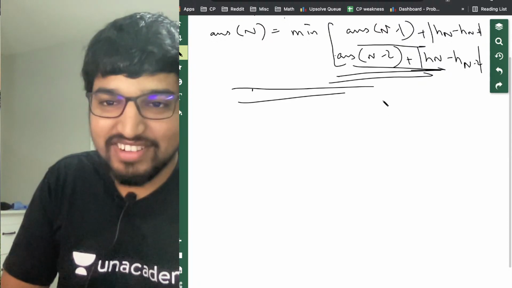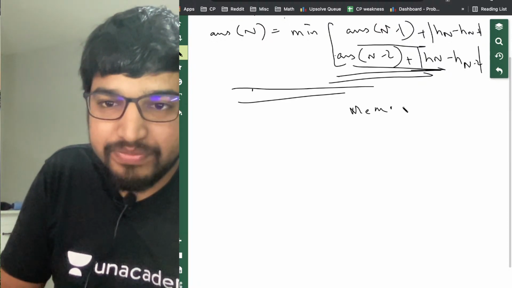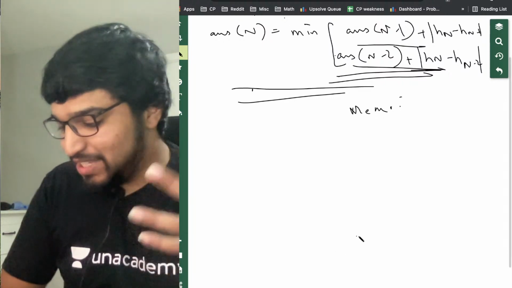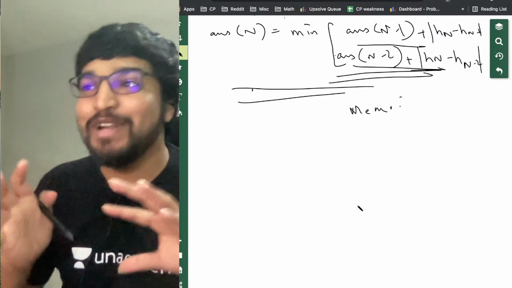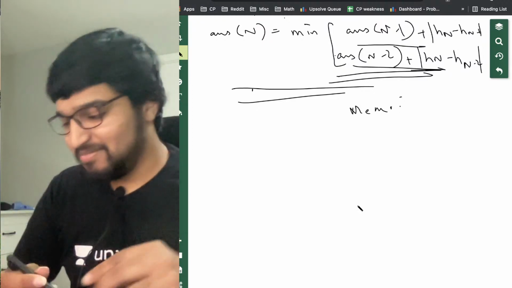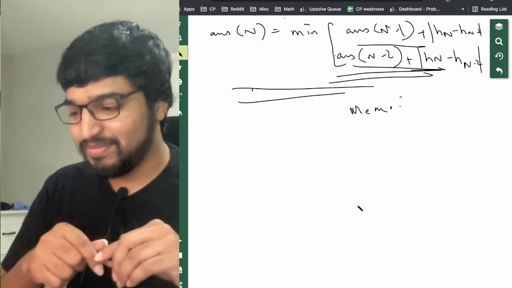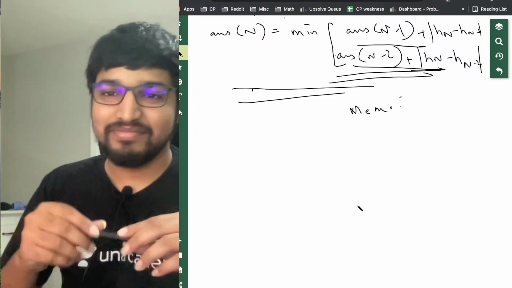How do we do it quickly? First of all, we can memoize it. Okay, my handwriting sucks. Once you compute n minus 1, we don't need to compute n minus 2 and so on. We don't need to recompute n minus 1 again, right? So that makes our problem easier.